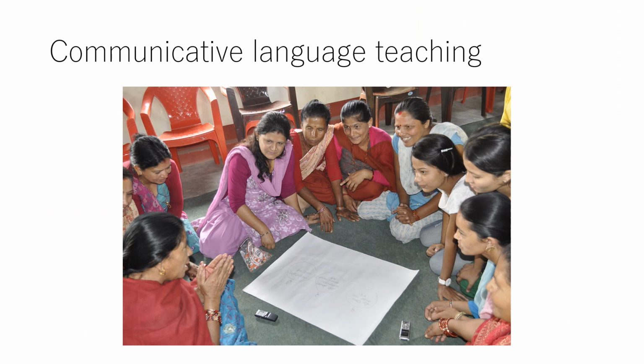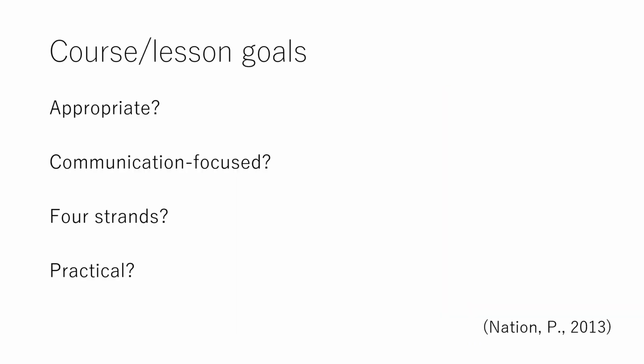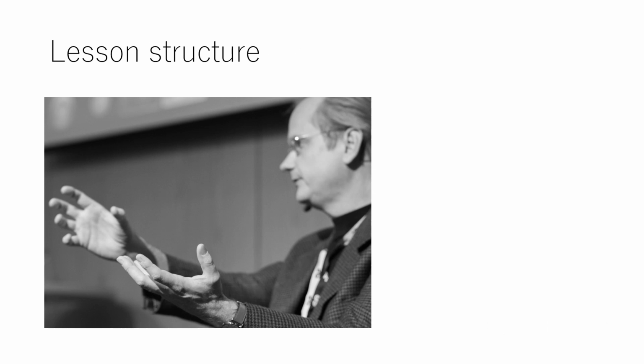We want to have a focus on communicative language teaching. We want the main goal of the course probably that at the end of it, students can communicate in their target language. Thinking about the actual course goals and lesson goals, we need goals that are appropriate, communication focused. Probably want to focus on the four strands, so speaking, listening, reading, writing. And they also want to be practical, right? It needs to be goals that can be done.